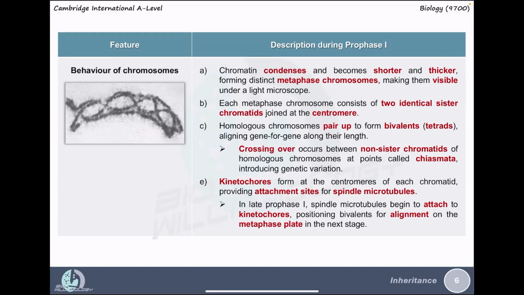So we have to understand that this kinetochore allows the attachment of the spindle microtubule, and the elongation or formation of spindle microtubules helps to push these homologous pairs and make sure that they align at the metaphase plate during metaphase 1.